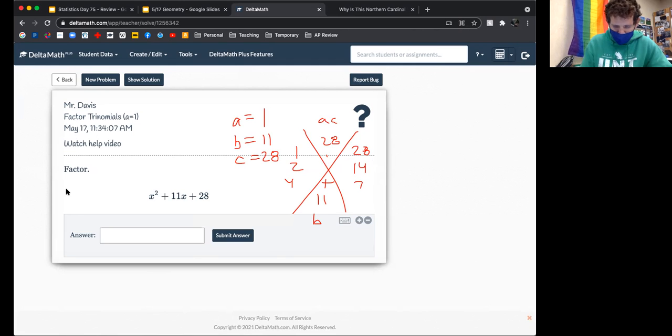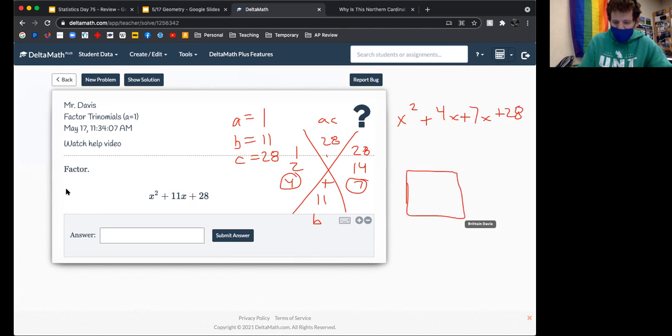So at this point, which 2 are we using? 4 and 7. They're both positive because we get a positive product and we have a positive b value. So now I can do this. x squared plus 4x plus 7x plus 28 means my Punnett square. Of course, you know your answer with the shortcut is going to be x plus 4 and x plus 7. All right, because I can just take those and call it good.